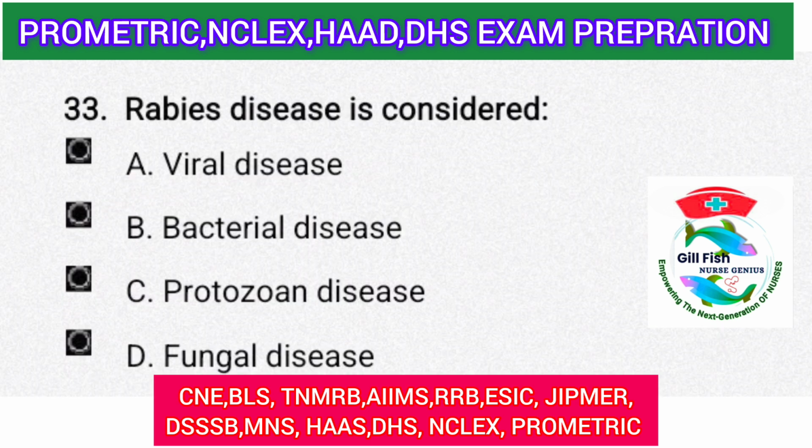Rabies disease is considered: option A viral disease, option B bacterial disease, option C protozoal disease, option D fungal disease. What is the correct answer here? Rabies disease is caused by the rabies virus. It happens because of a dog bite. So that is why option A, viral disease, will be the correct answer for this question. Okay, move on to the next question.